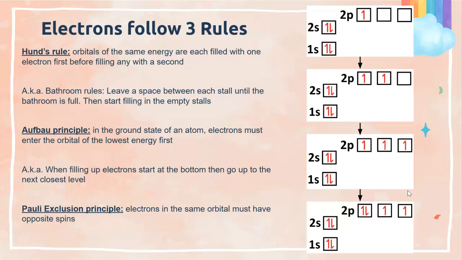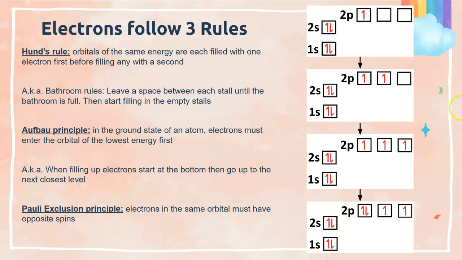Aufbau's principle states that in the ground state of an atom, electrons must enter the orbital of the lowest energy first. This means that you start filling up electrons at the bottom, then you go up to the next closest level. The Pauli exclusion principle says that electrons in the same orbital must have opposite spins, and we show that spins in a very specific way whenever we're doing orbital diagrams.